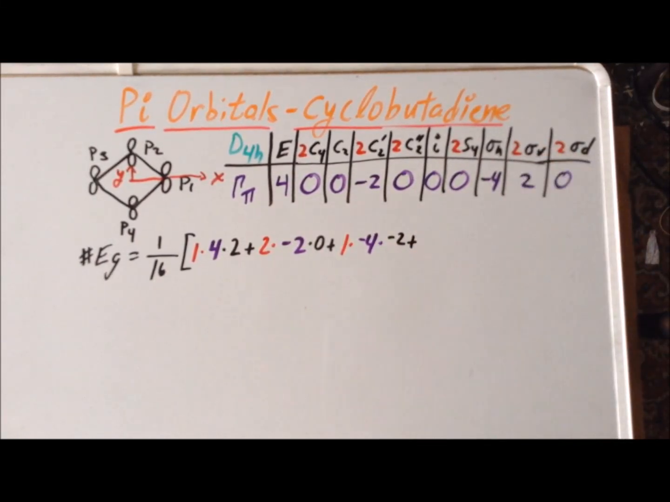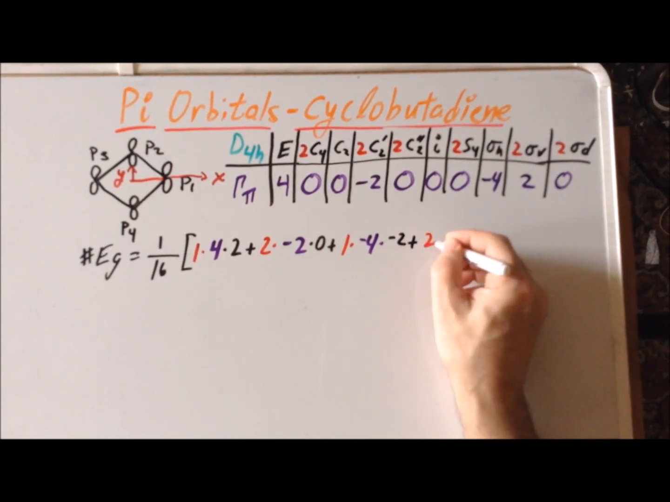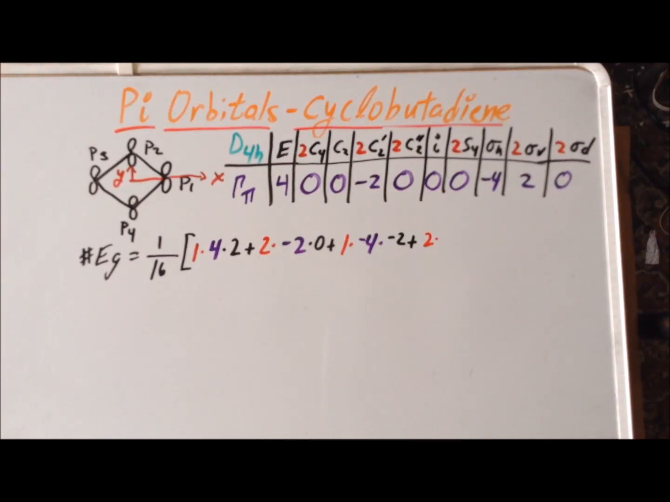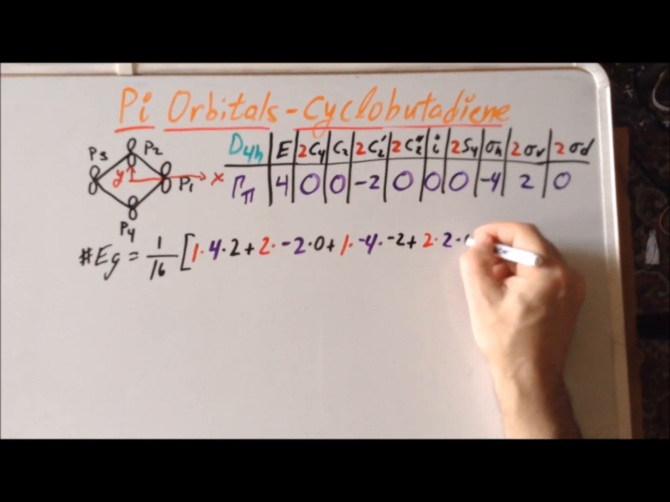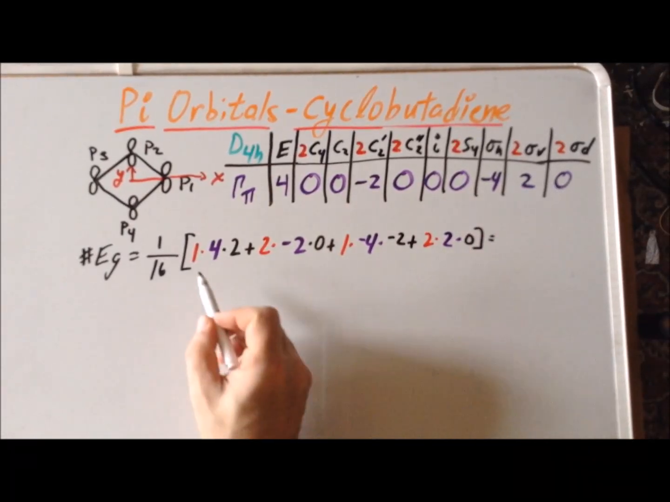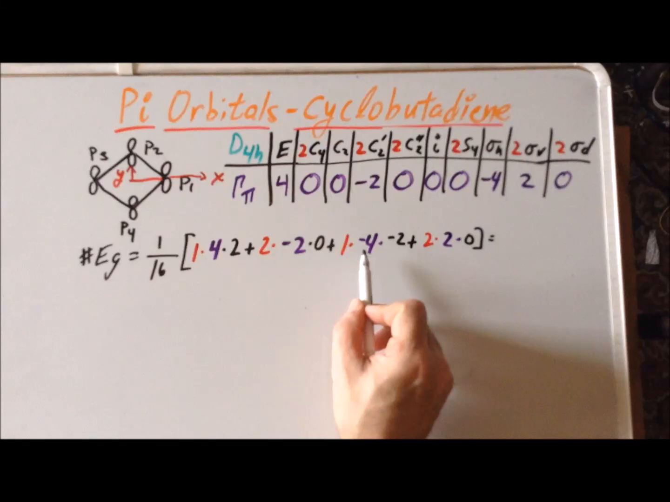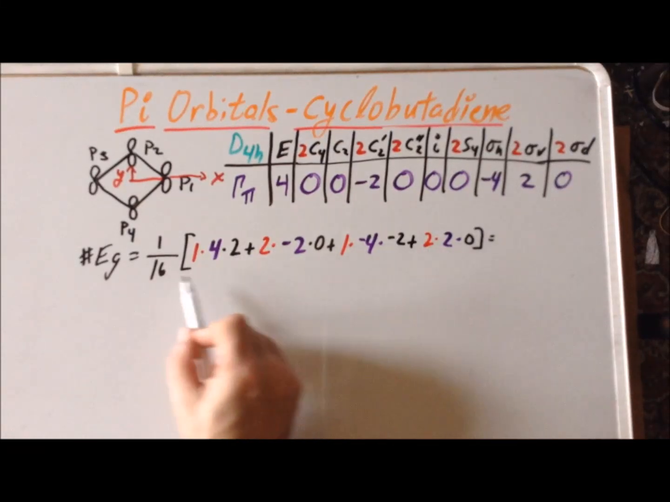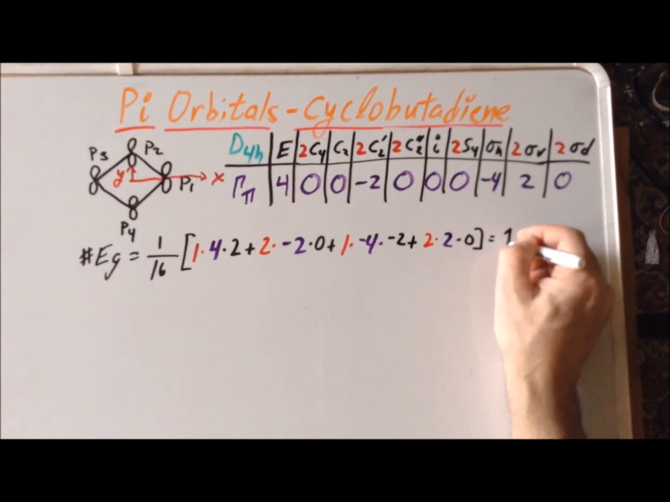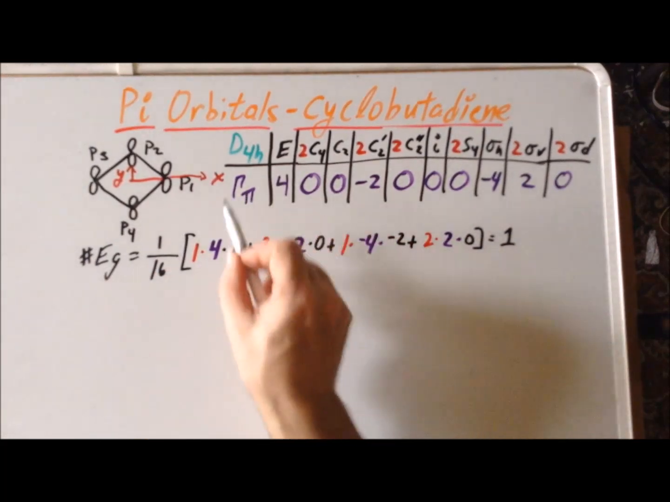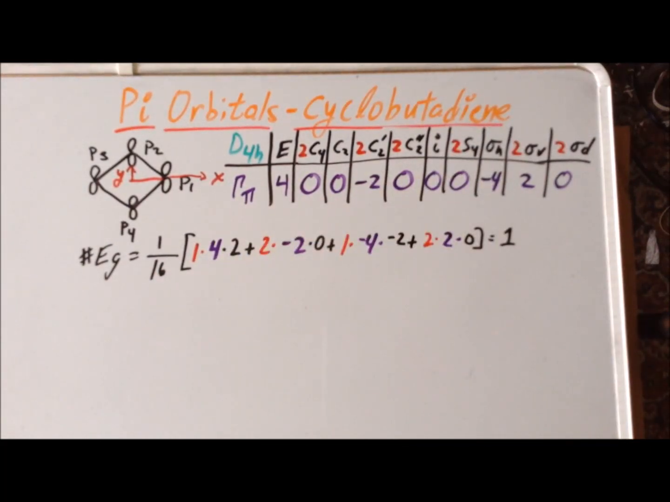Then our final class is sigma v, so we have 2 symmetry operations in the class. The character from the reducible representation is a 2, and the character from the irreducible representation, Eg, is a 0. So we have 8 plus 0 plus 8 plus 0, 16. 1/16 of 16 is a 1. So there's 1 Eg in the reducible representation, gamma pi.